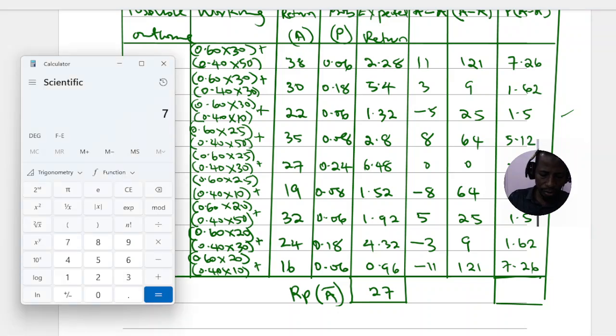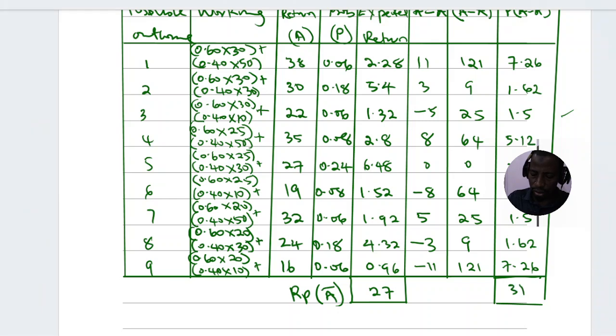So here I have 7.26 plus 1.62 plus 1.5 plus 5.12 plus 5.12 plus 1.5 plus 1.62 plus 7.26 equal to 31. So the variance of the portfolio is 31.